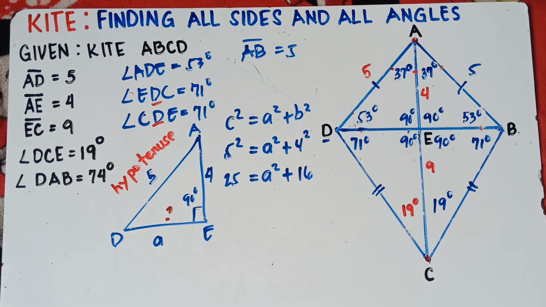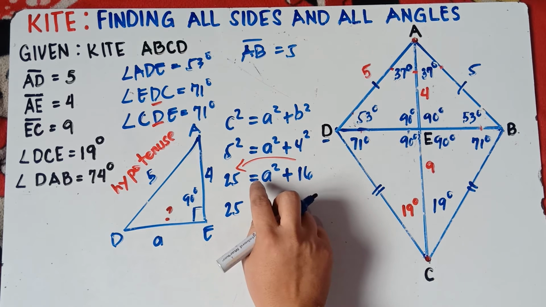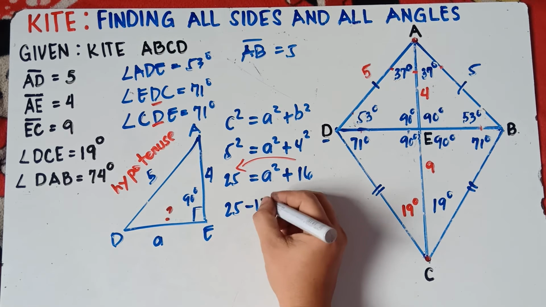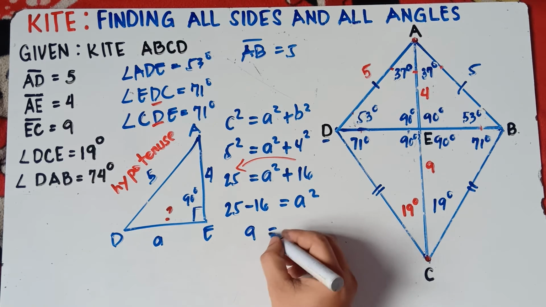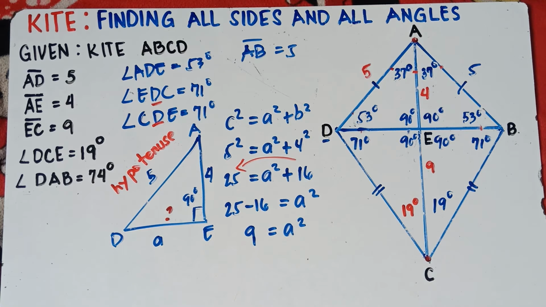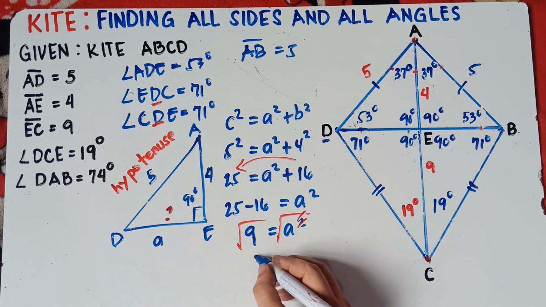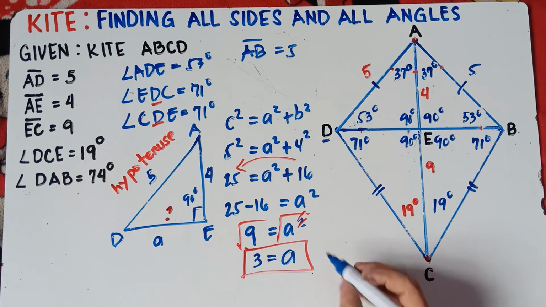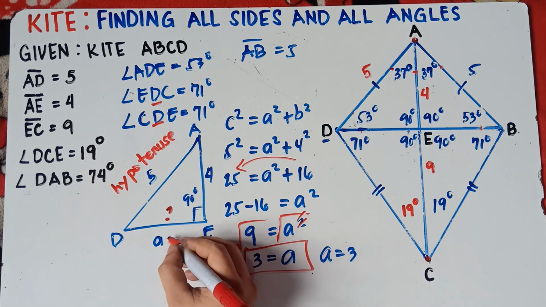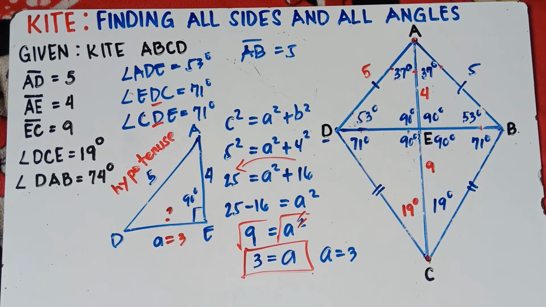Alright, so to find the value of A, we transpose 16 from right to left, so that the remaining equation will be A squared. So 25. This is positive 16. Once you transfer from this equal sign, you change the sign. This will be negative 16 equals A squared. So 25 minus 16, that is 9, equals A squared. And to get the value of A, you extract the square root of both sides so that we can cancel this 2. And the square root of 9 is 3. So therefore, A is 3. 3 equals A, it's just the same as A equals 3. So this side right here is 3, class.